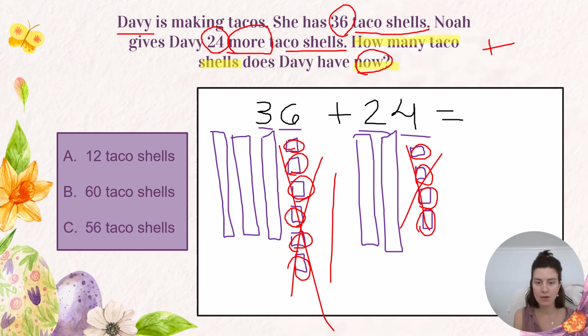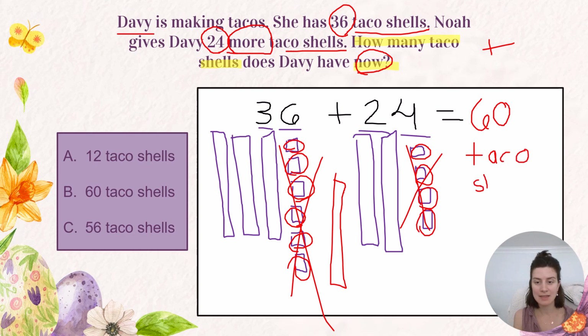That is going to make 1 ten. I snapped all of those 10 ones together. It makes 1 ten. So now how many ones do I have? 0. Okay, how many tens do I have? Let's count. 1 ten, 2 tens, 3 tens, 4 tens, 5 tens, 6 tens. My answer is 36 plus 24 equals 60 taco shells.